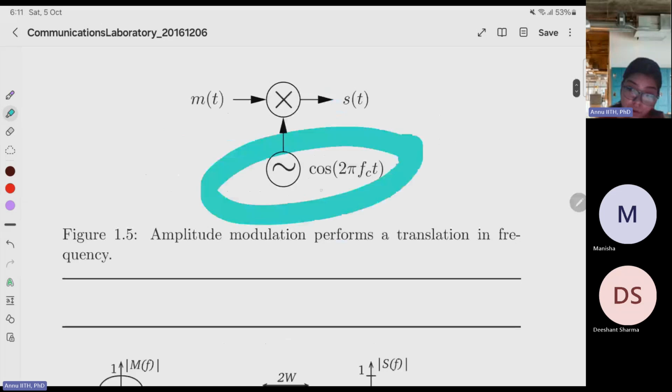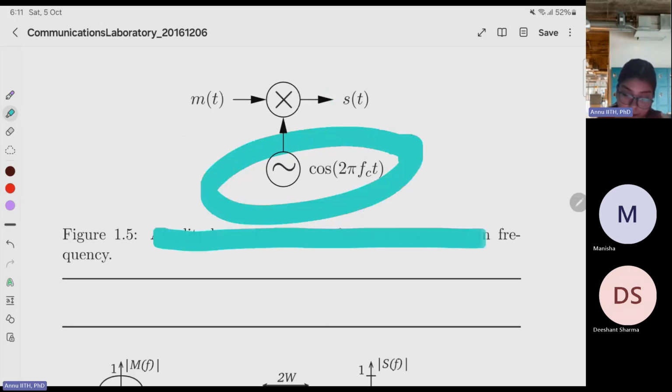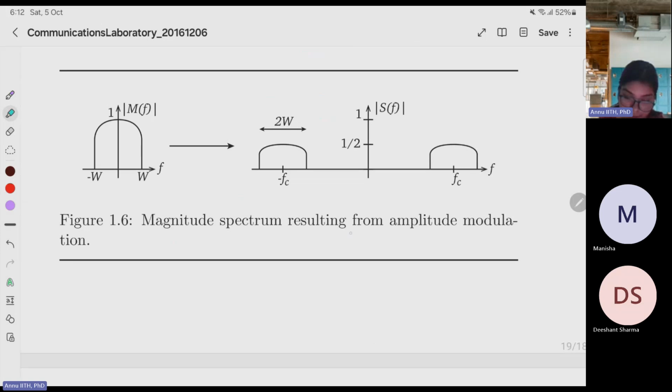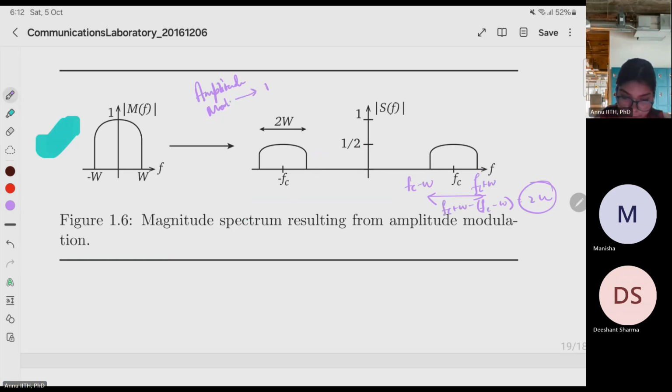Up conversion can also be thought of as amplitude modulation. Here too, amplitude modulation performs translation of the frequency. This is the magnitude spectrum resulting from the amplitude modulation. As we all know, this is fc plus W and fc minus W. So the bandwidth is fc plus W minus fc minus W, which is 2W. So amplitude modulation results in a bandwidth of 2W. This is what up conversion looks like.